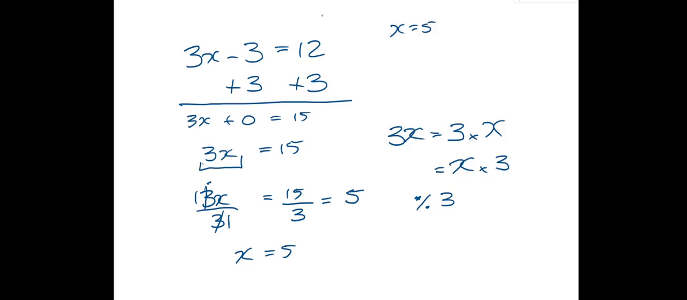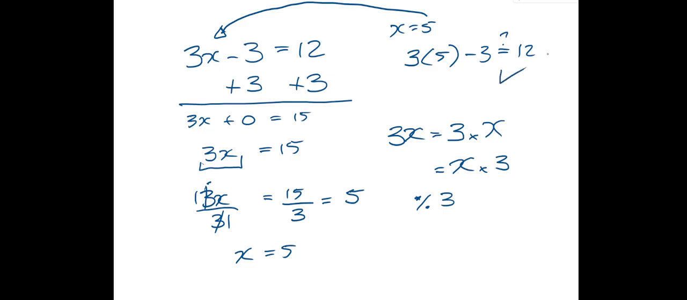x equals 5 up here. If we put this 5 where we had the x, do we get 12? Well, 3 times 5 minus 3, does that equal 12? Yeah, it does. This is pretty powerful stuff. This is what gets you to the moon.